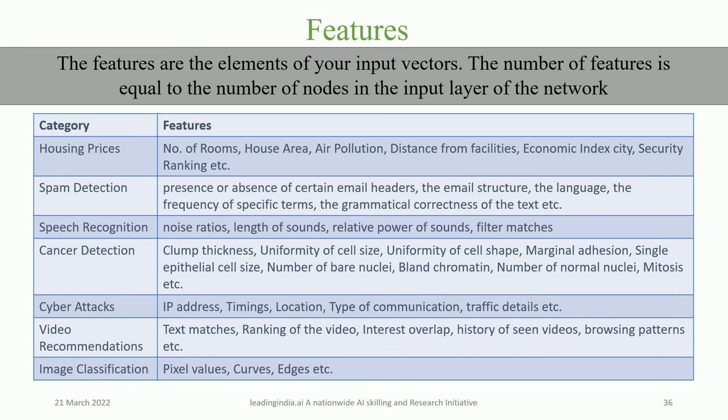Right, now let's look at features, or the input vector in data. How can we perceive that data? If we take the category of housing prices, we have features in the form of number of rooms, housing area, air pollution, distance from facilities, economic index, etc. If the problem is spam detection, we have the presence or absence of certain email headers or email structure, the language, the frequency of specific terms. Like we see nowadays in our Gmail, mail automatically comes and goes to the spam folder. Right, so they have automatically applied spam detection to our emails.